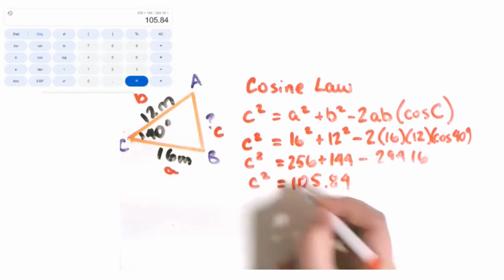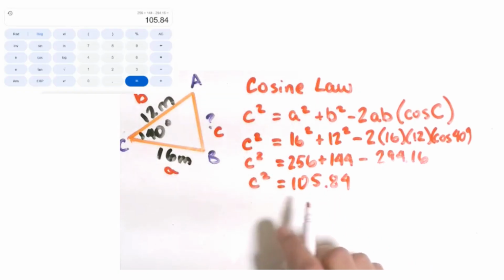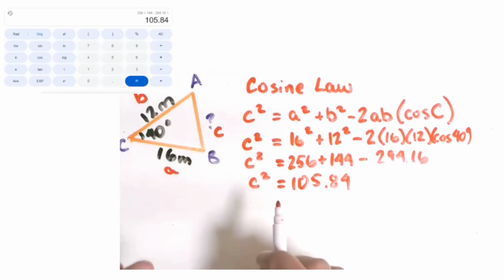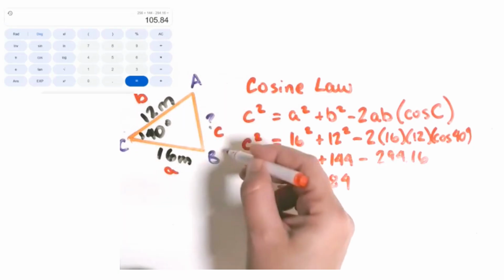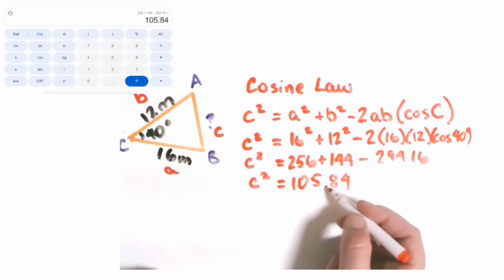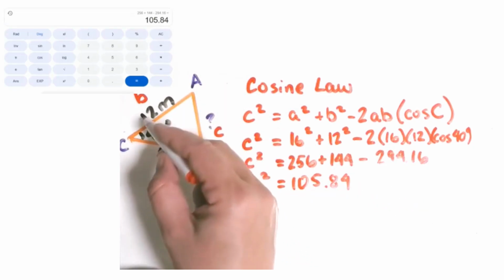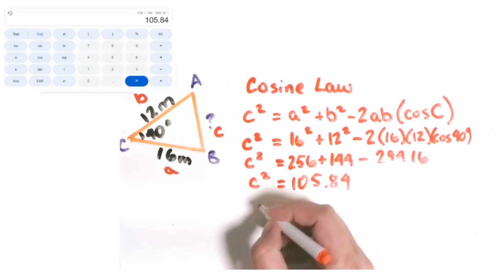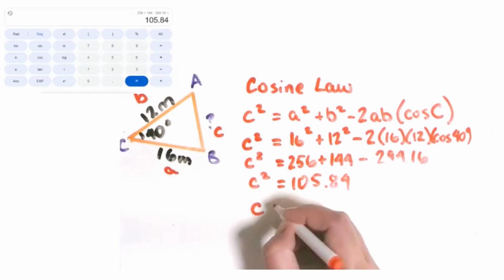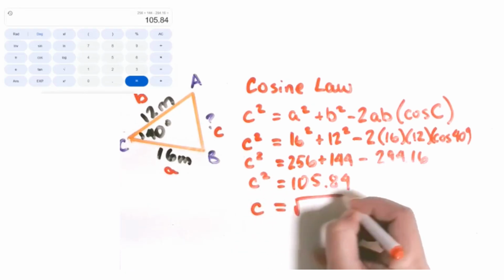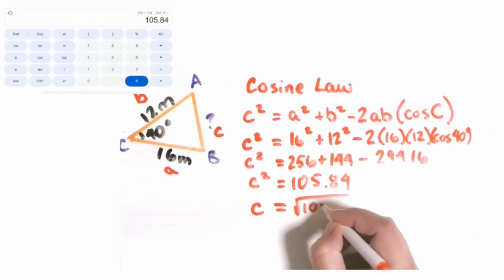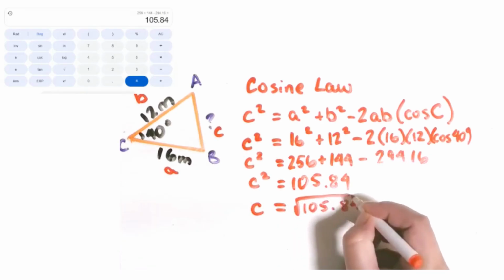Okay, so a lot of people just stay right here. They forget to take the final step. In order to find your side length c, obviously it's not going to be 105.84 when my other side lengths are 12 and 16. So what I need to do is take the square root of this number that I just got. c is equal to the square root of 105.84.